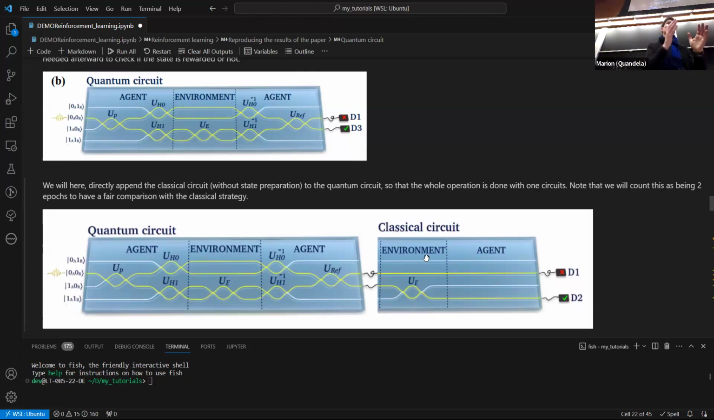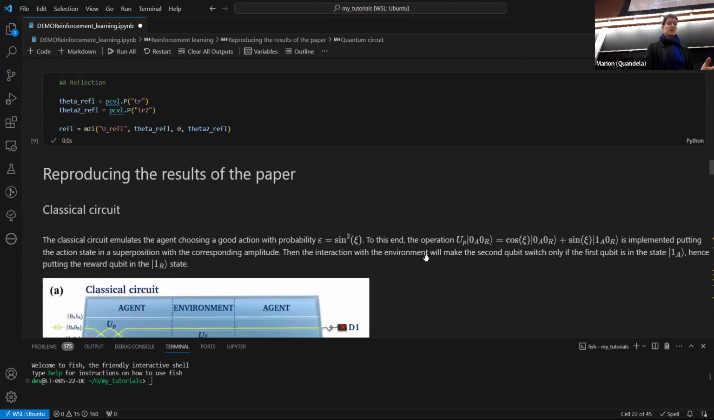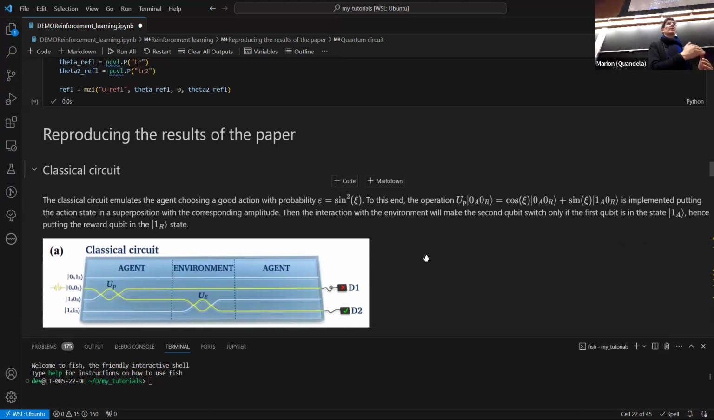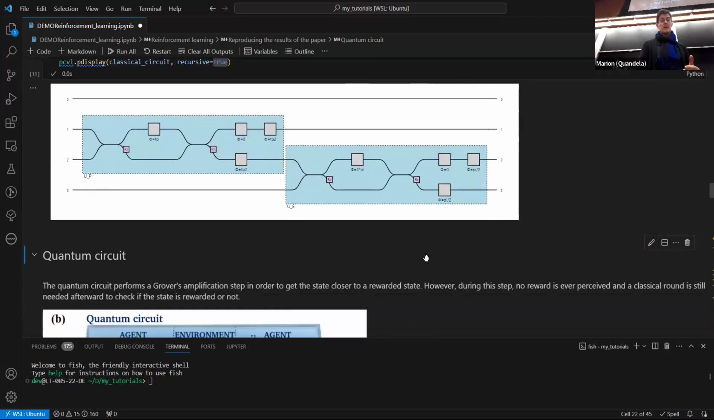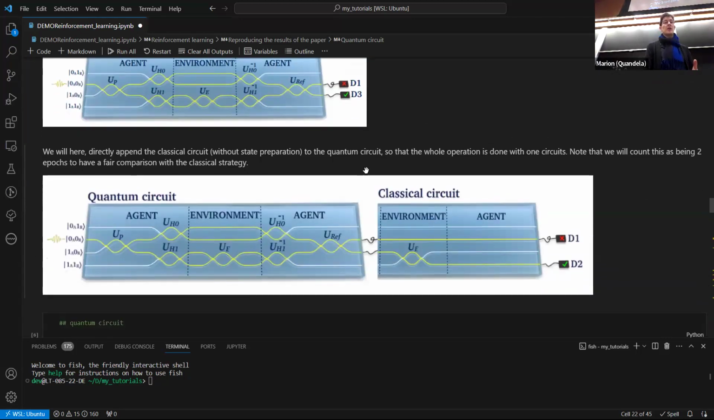So basically the classical strategy will learn on this circuit. So each epoch is one of this circuit. And the quantum strategy will learn on this circuit. So it's a combination of quantum and classical circuits. And so basically to be fair in the comparison, one epoch on this counts for two epochs in the classical circuit, just to make a fair comparison, because here it's going through two circuits.